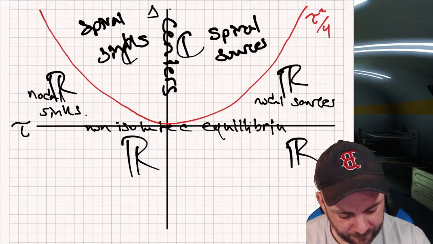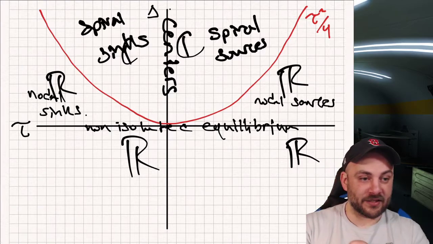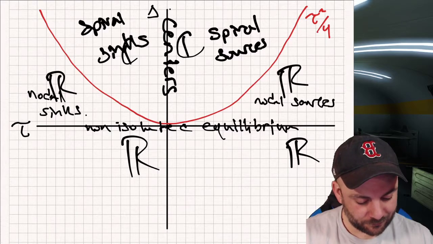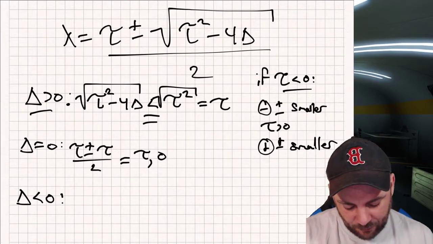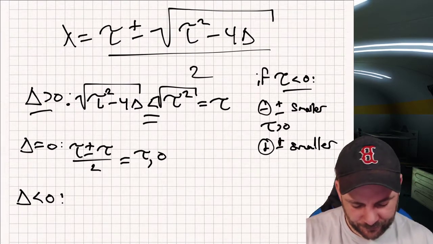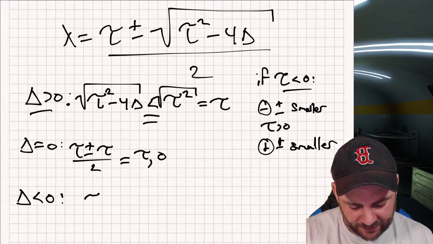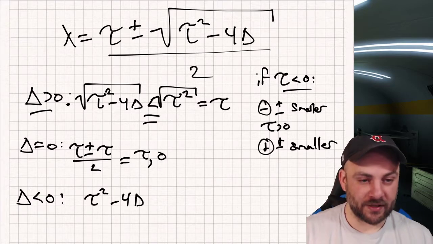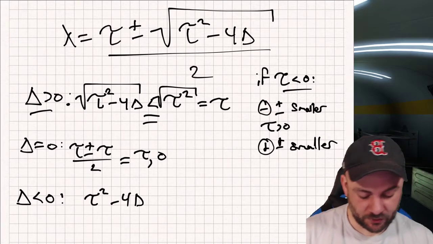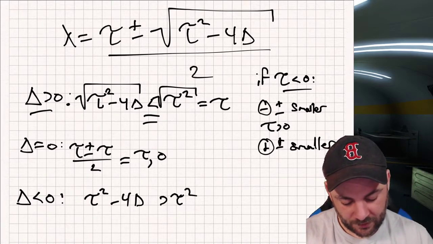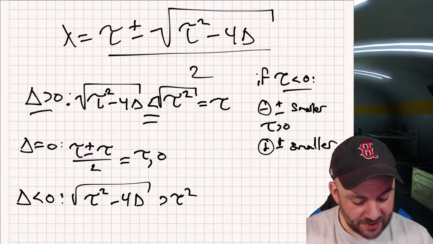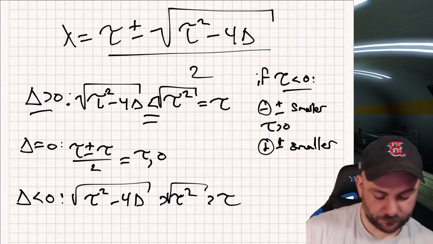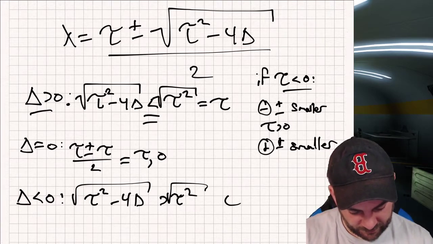Equilibrium. That's that whole axis right there, because that's where my determinant equals 0. Groovy. What if my determinant is negative? Okay. If the determinant is negative, then tau squared minus 4 delta is actually bigger than tau squared, which means the square root is bigger than tau. That last bit should be an equal sign.